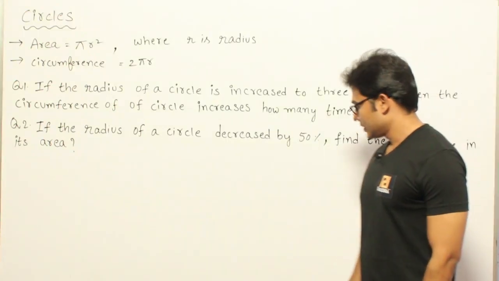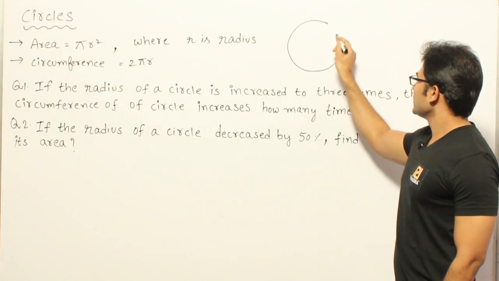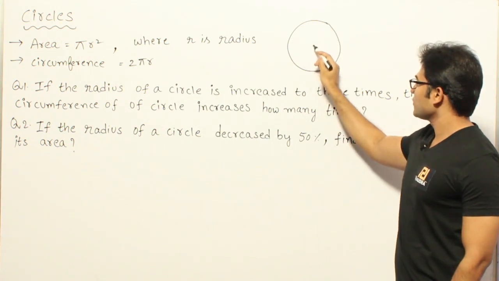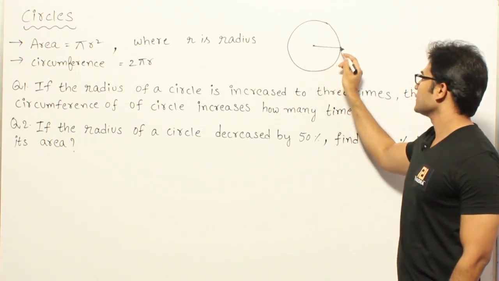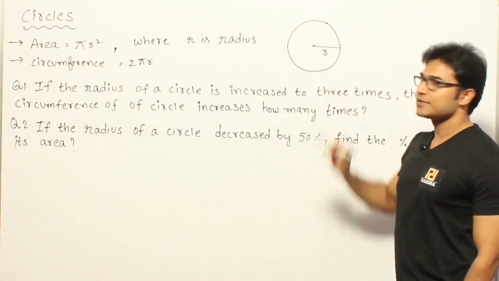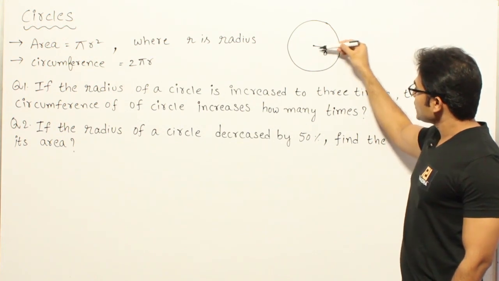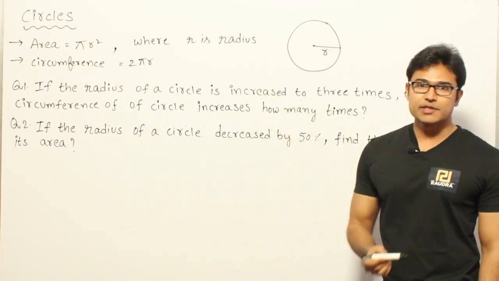Let's see circles. In a circle, let's talk about the radius. The distance from the center of the circle to the circumference is called the radius. Even if you take the distance from the center to any point on the circumference, it will be the same.